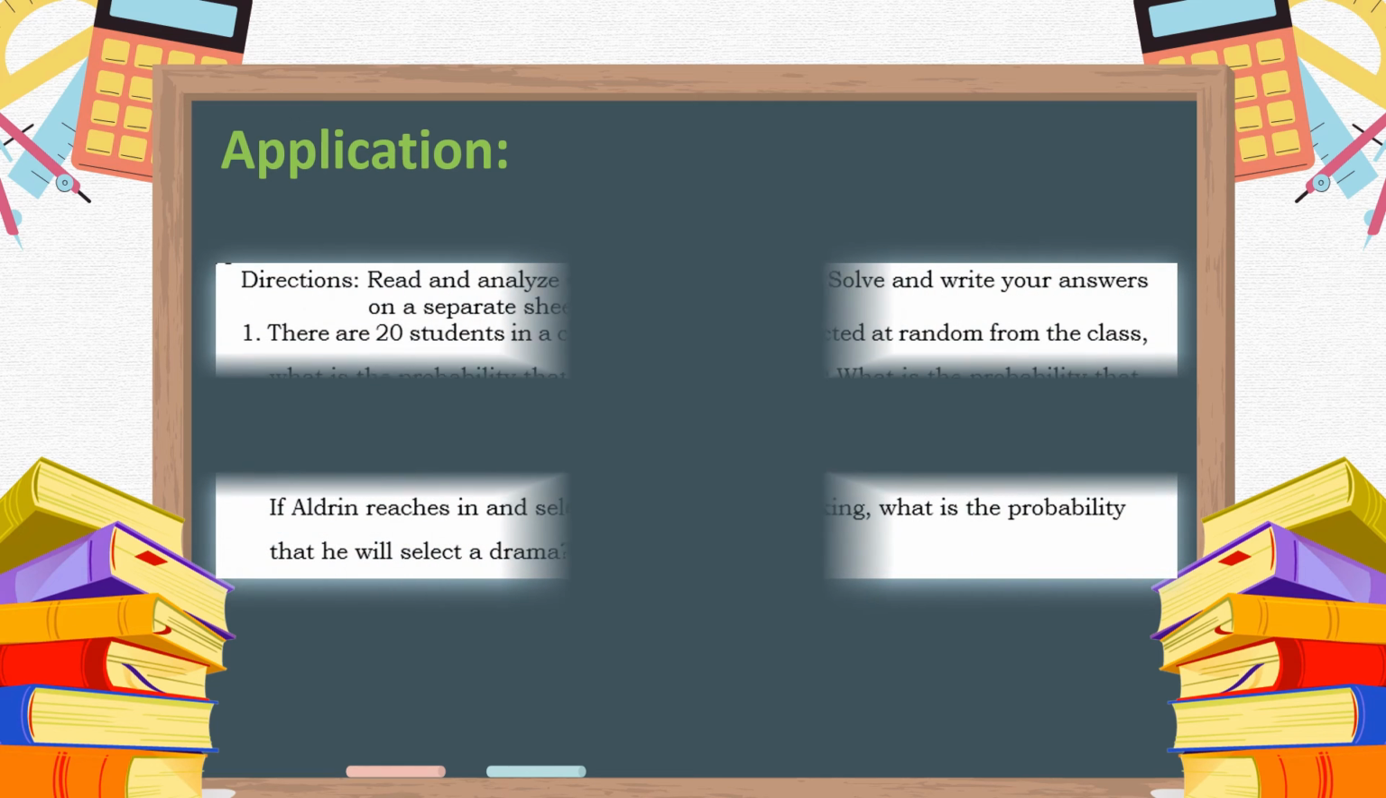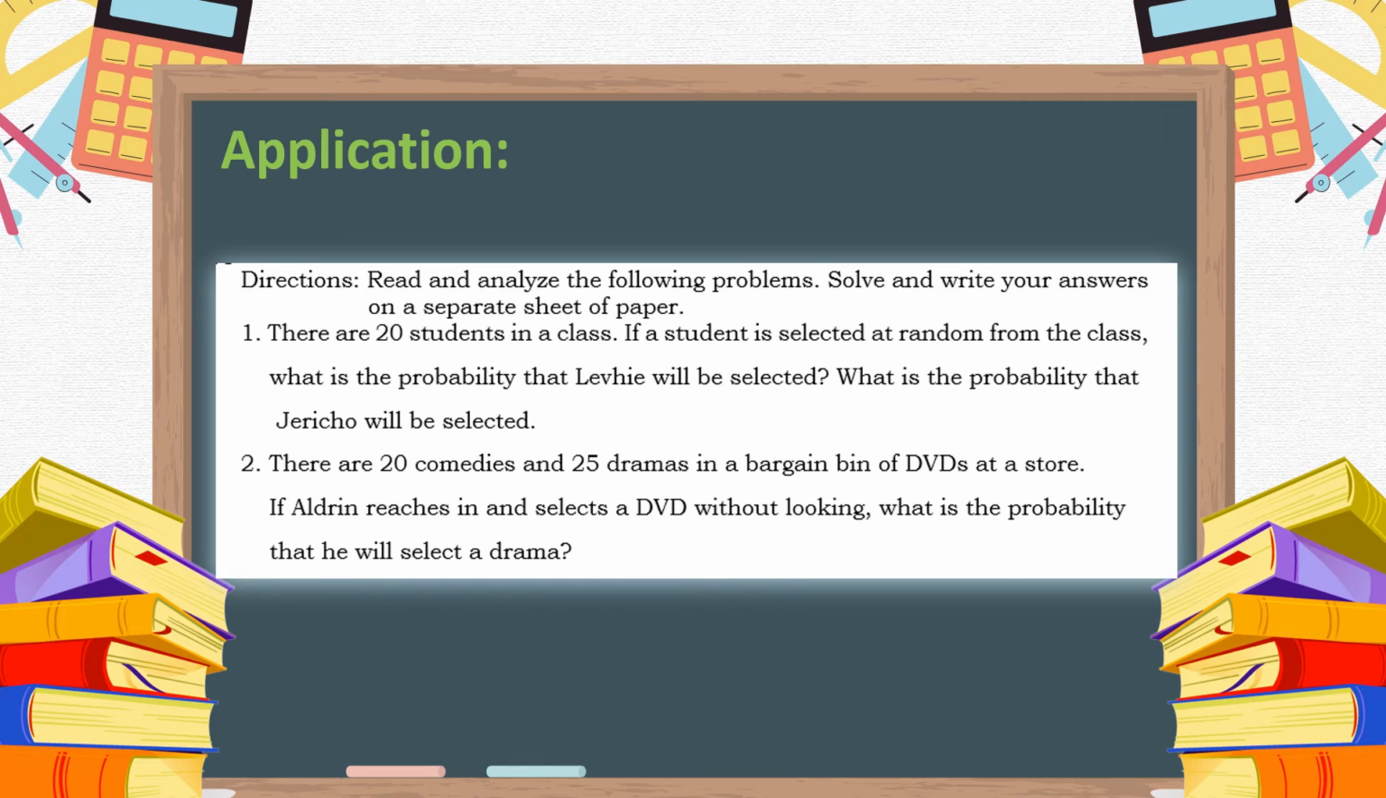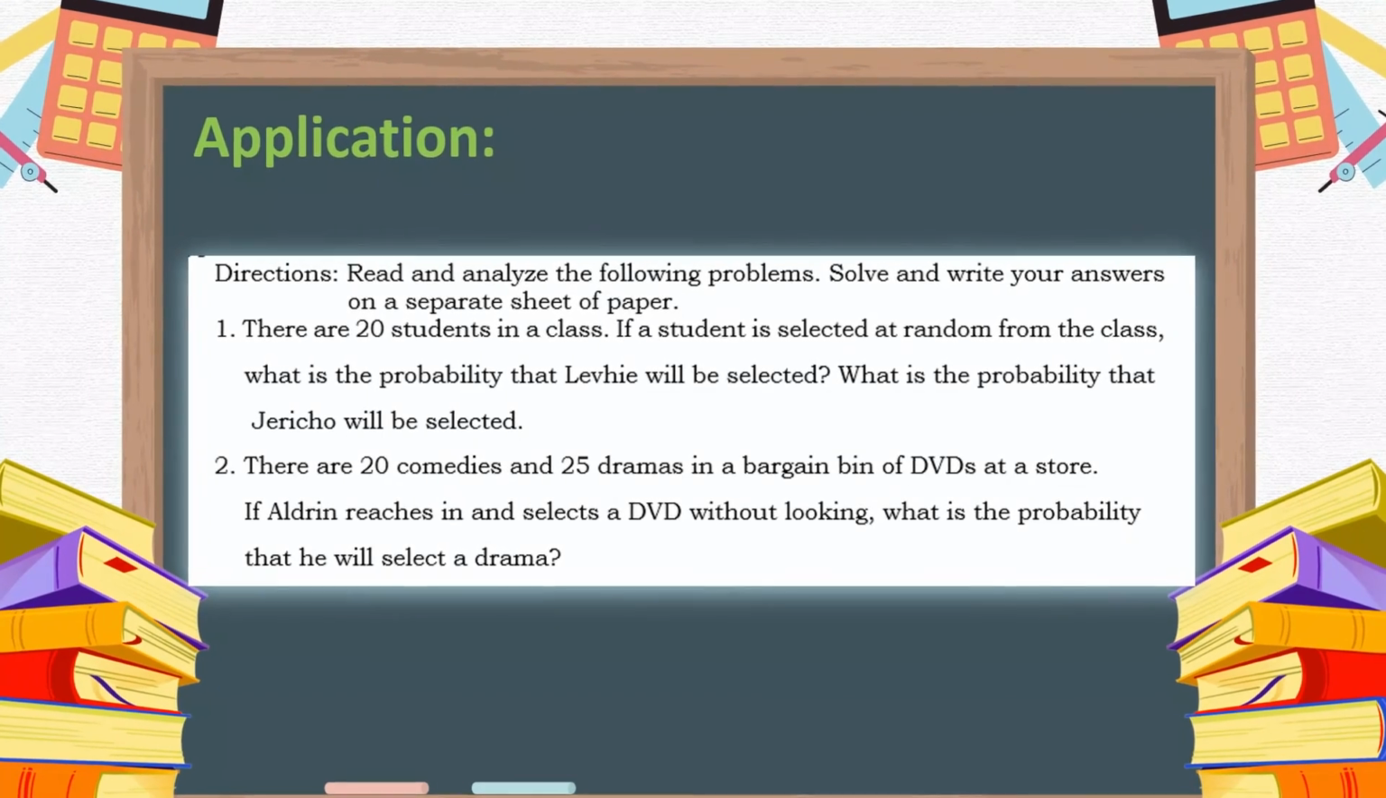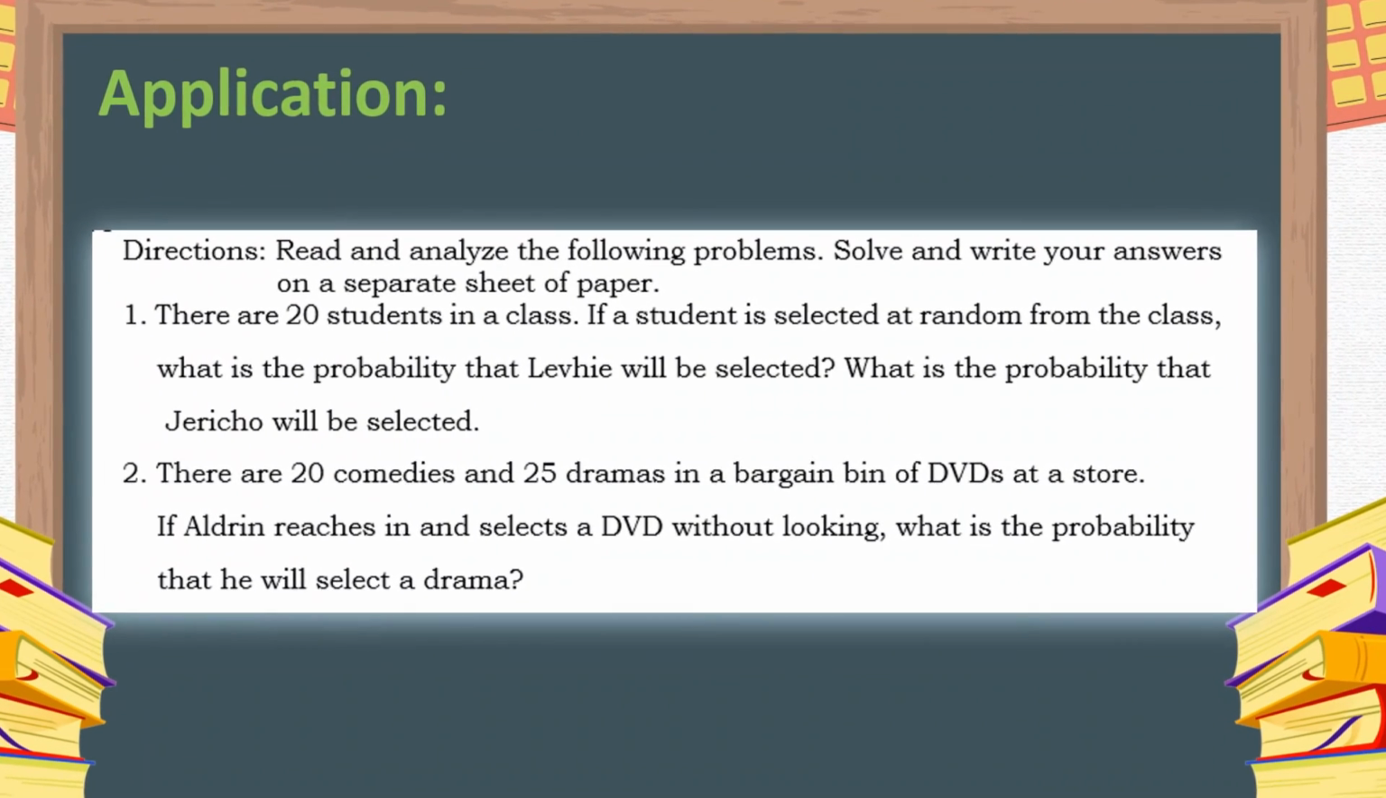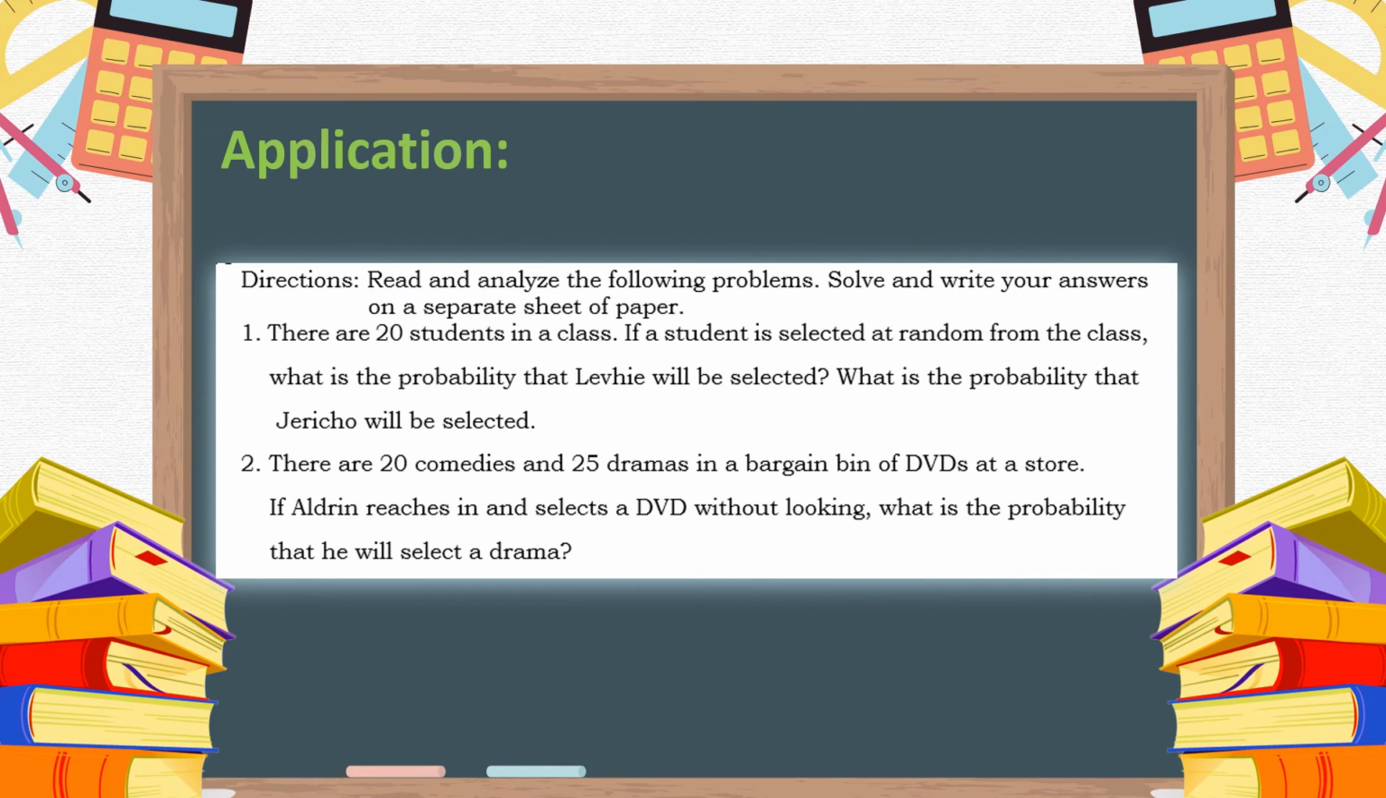Next, our application. Directions: read and analyze the following problems. Solve and write your answers on a separate sheet of paper. Number 1. There are 20 students in a class. If a student is selected at random from the class, what is the probability that Levi will be selected? What is the probability that Jericho will be selected? Number 2. There are 20 comedies and 25 dramas in a bargain bin of DVDs at a store. If Aldrin reaches in and selects a DVD without looking, what is the probability that he will select a drama?